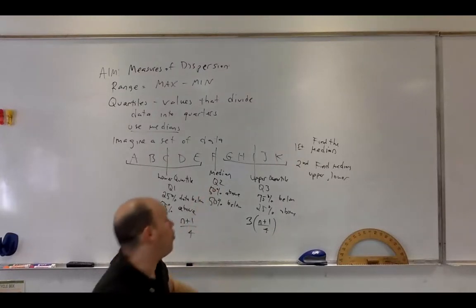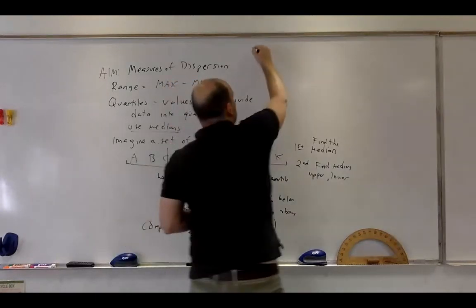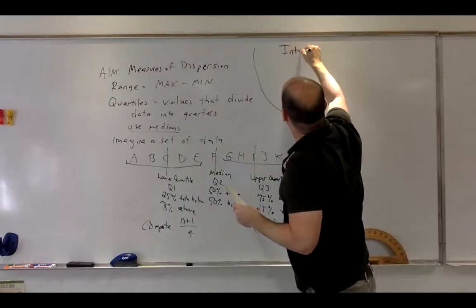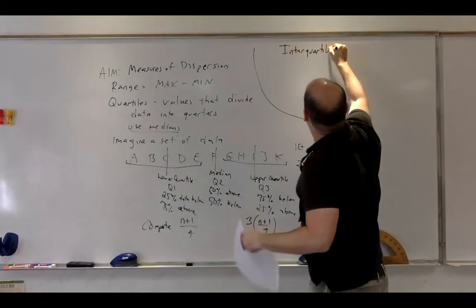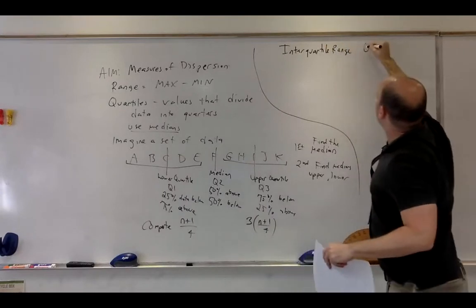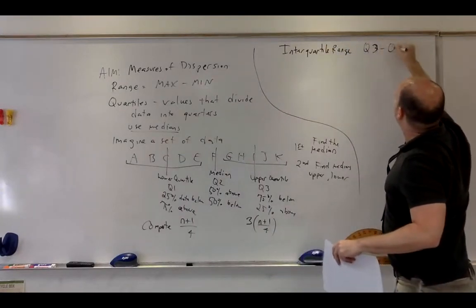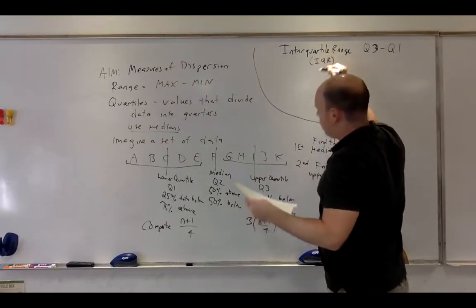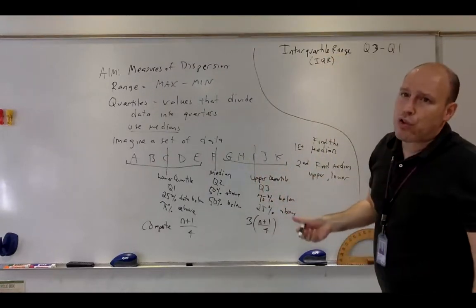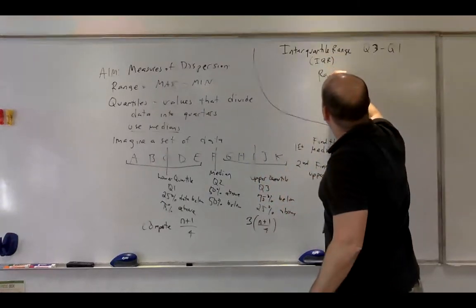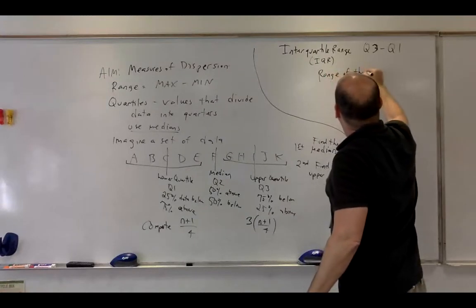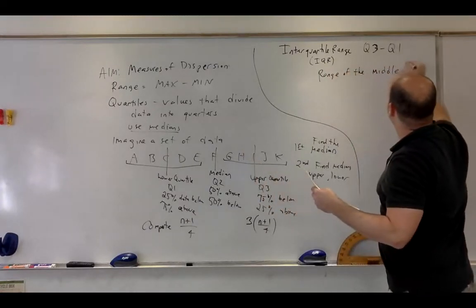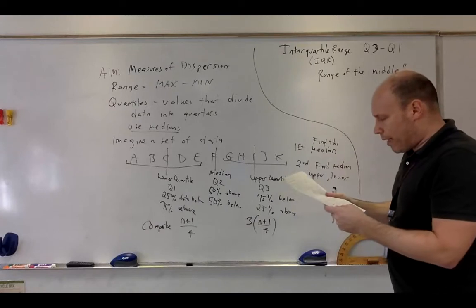Okay. So what else do we have? Let's just keep this up here. We now have something called the interquartile range. The interquartile range, and that's Q3 minus Q1. We're going to refer to this as the IQR. This is known as the range of the middle half. The range of the middle.